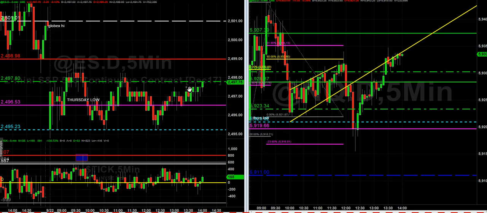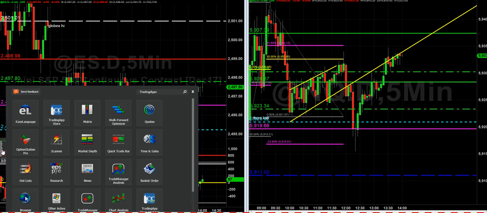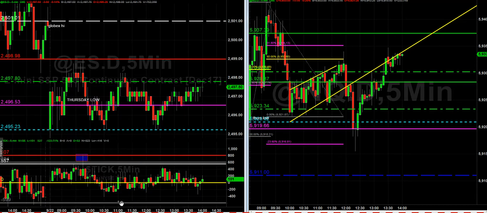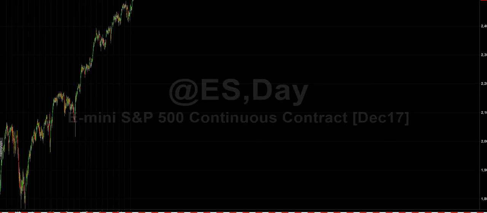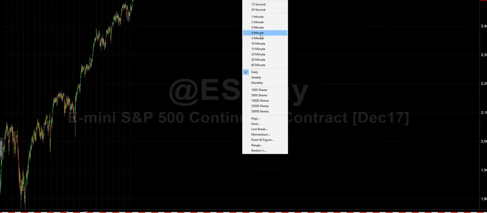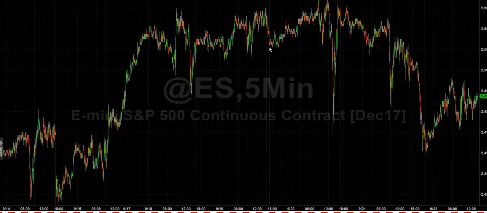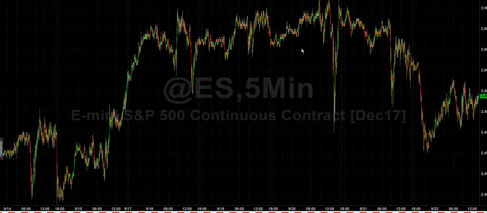So quickly, when we came in the morning, we had gapped down overnight, or we had moved down. Let's pull up a 24-hour chart so we can map this out, on both ES and NQ. We had pushed down overnight over key levels.